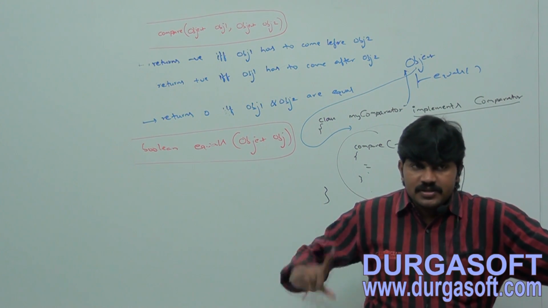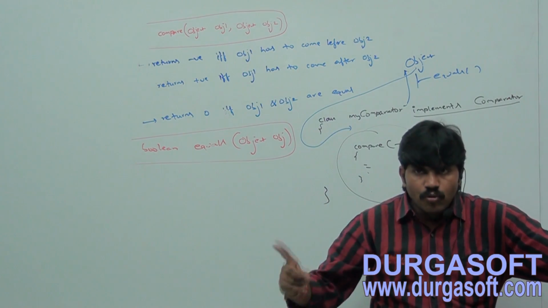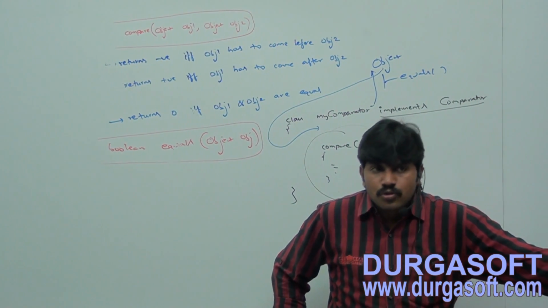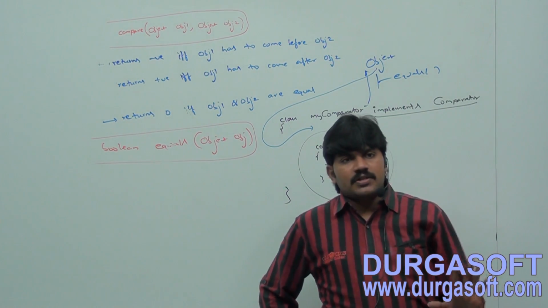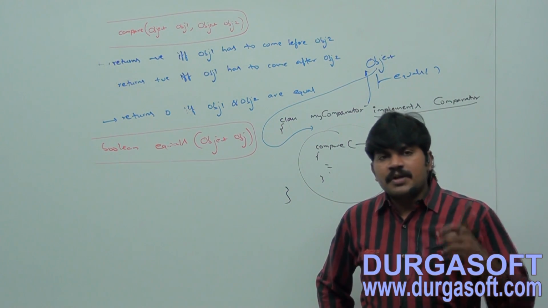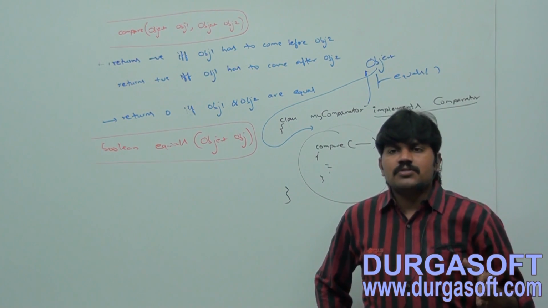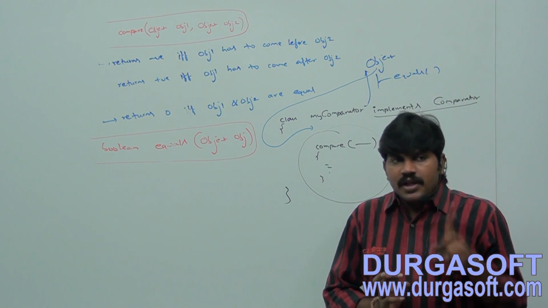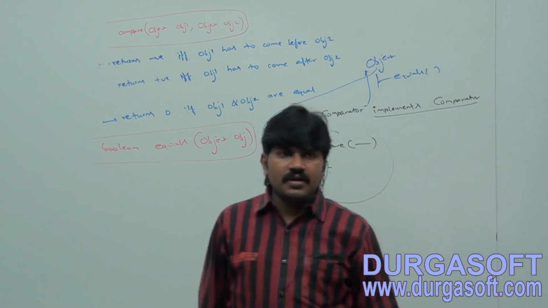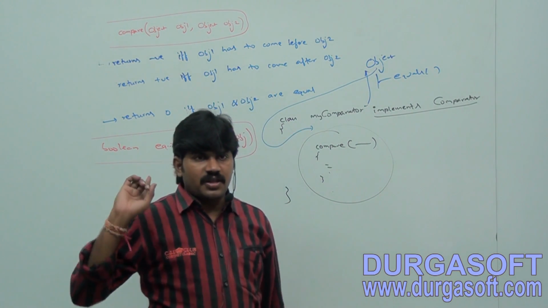Comparable contains how many methods? One method, compareTo. Comparator contains how many methods? Two methods, compare and equals, right? But whenever we are implementing comparator, for how many methods should we provide implementation? For only one method. What is that method? The compare method, right? That's all. Is any explanation required about this one?